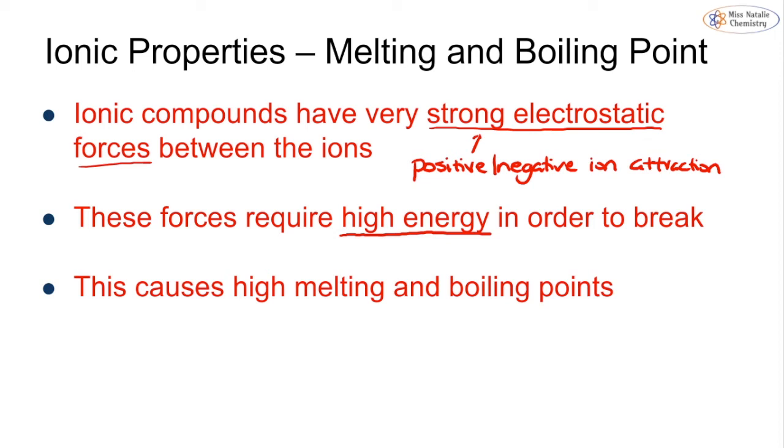And this causes high melting and high boiling points for ionic substances. Whenever you need a high energy to break the strong bonds, you need a high melting or boiling point because you need to put in more and more energy. So this is a key property that you have to know, and you have to be able to say it's due to the fact that they have these strong forces that need lots of energy to be broken.